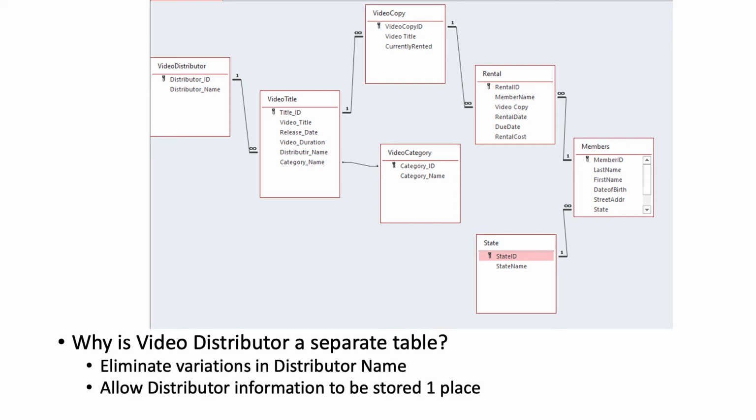and it would be hard to sort. The other thing is it allows the distributor information to be stored in one place. So if you want to keep up with your contact at the video distributor, or their address, or their zip code, their fax number, or whatever, you don't have to scatter it all over the place. You can put all that information about the video distributor in the video distributor table.